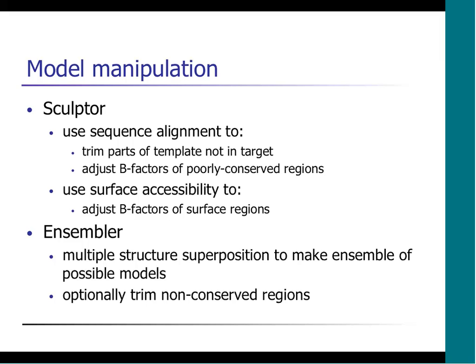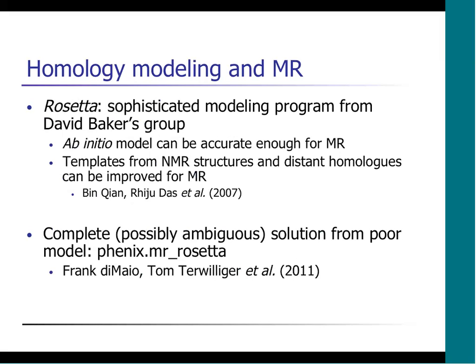Now, instead of just trimming, you can also do homology modeling, but you have to make sure that you use a really good tool for that. We've mostly been using Rosetta in collaboration with David Baker's group. And in collaboration with them, we showed that in really favorable cases, an ab initio model can be accurate enough for molecular replacement. You don't even need a homologous structure. But if you have a distant homolog or an NMR structure, then you can also improve the structure for use in molecular replacement by running Rosetta on it.